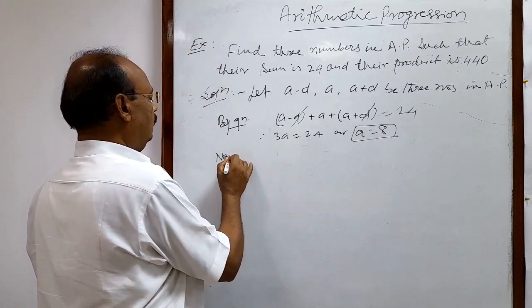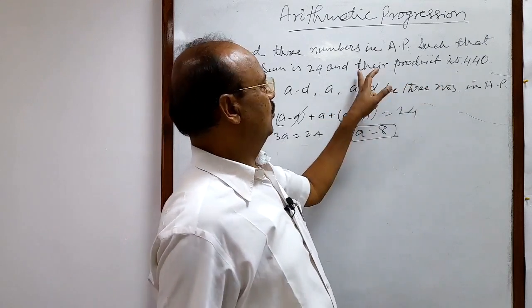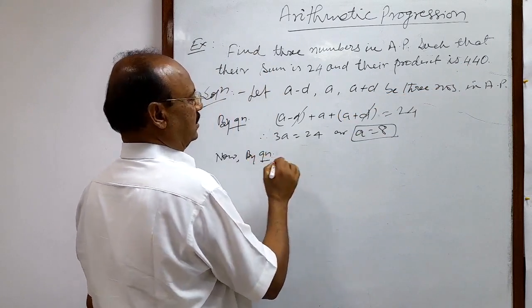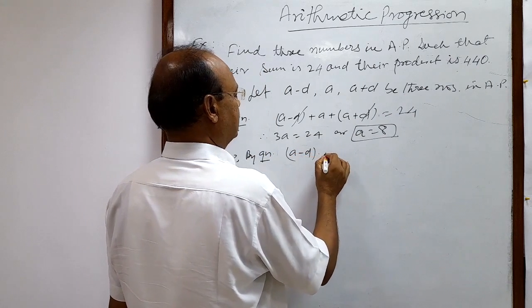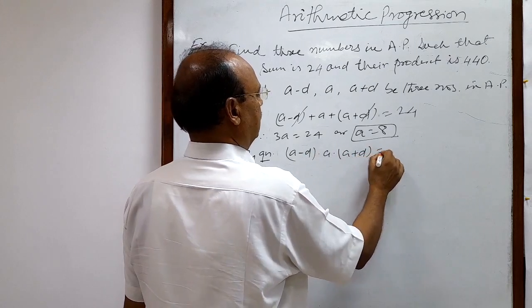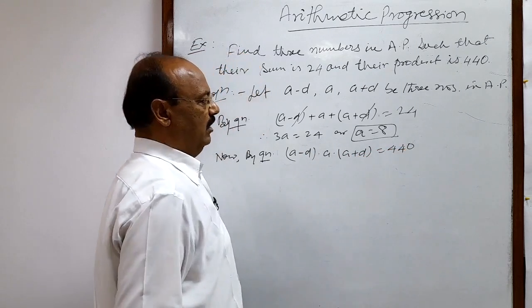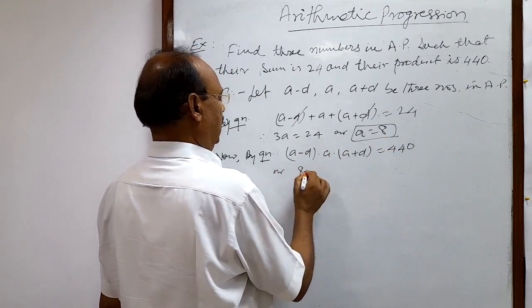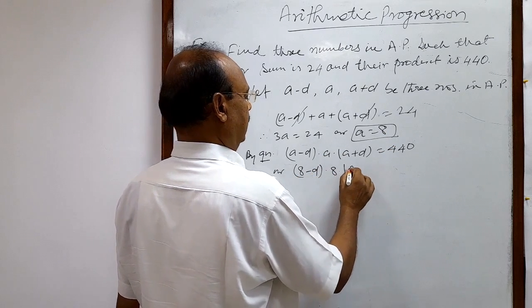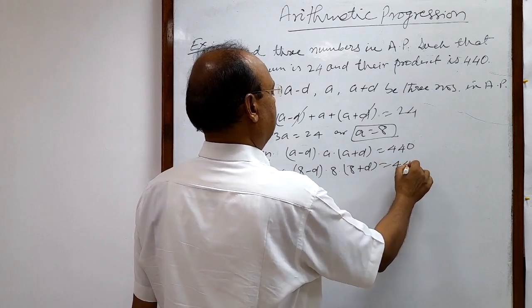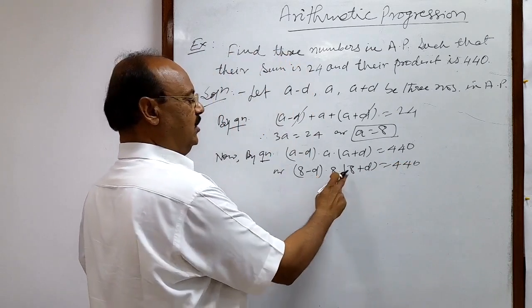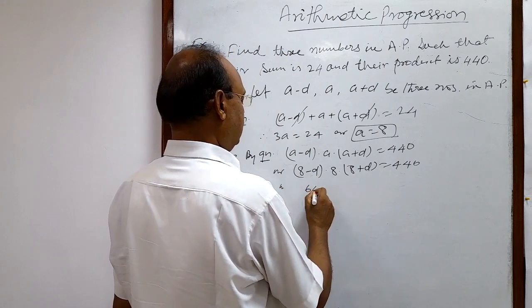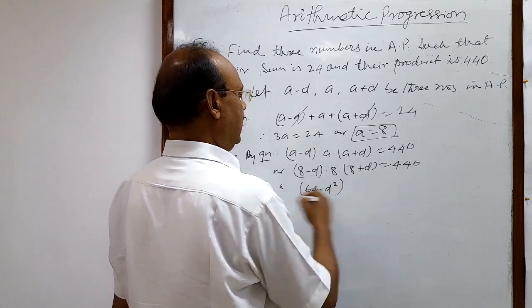Now, what is given here? The product of these three numbers is 440. So, by the question, we can write the product of three numbers, a minus d into a plus d into a, is equal to 440. And the value of a is already here, isn't it? 8. So 8 minus d into 8 plus d, this is equal to 440. Here 8 minus d into 8 plus d, a plus b, a minus b, is a square minus b square. So, this is equal to 64 minus d square.